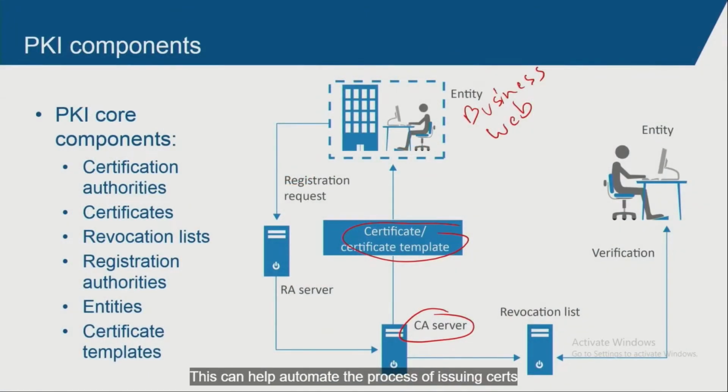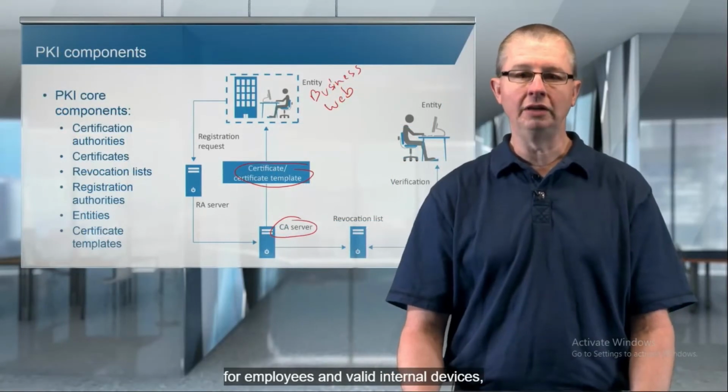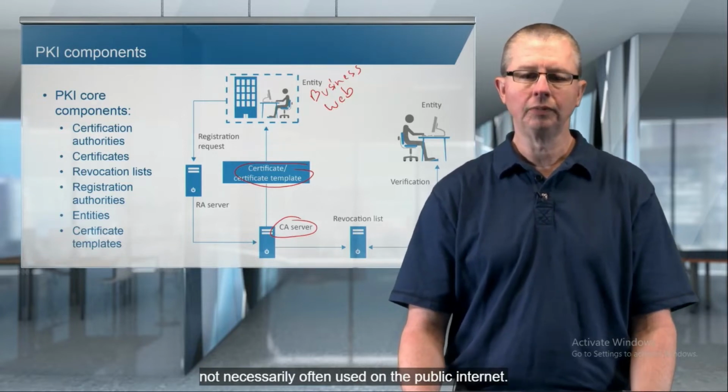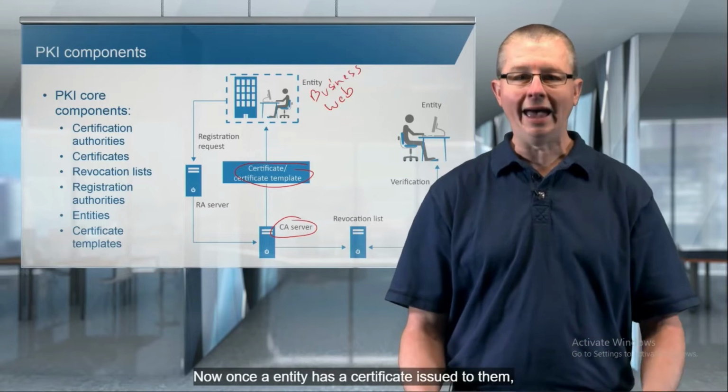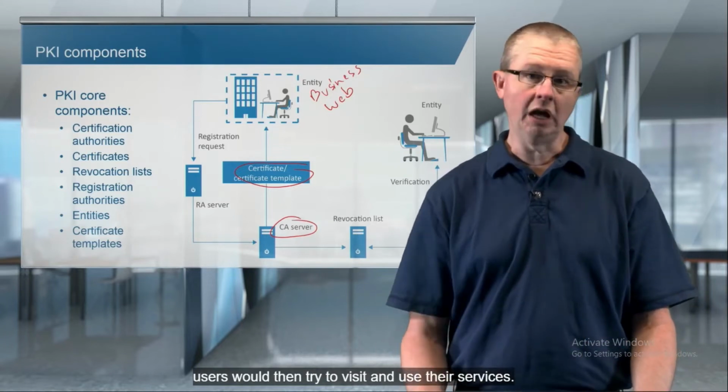This can help automate the process of issuing certs for users and computers without it having to go through the complex formal registration process. This is usually done for private CAs for employees and valid internal devices, not necessarily often used on the public internet. Now, once an entity has a certificate issued to them, users would then try to visit and use their services.